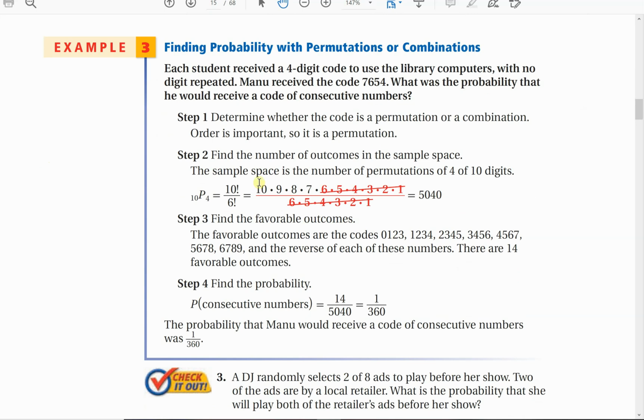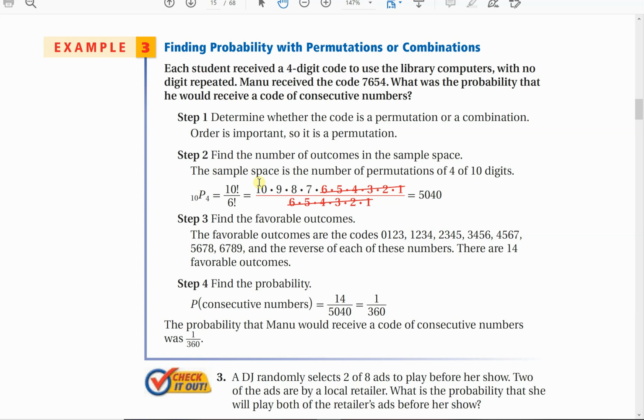Each student receives a 4-digit code to use library computers. No digits repeated. Manu received the code 7654. What's the probability he would receive a code of consecutive numbers? All right, so determine whether the code is a permutation or a combination. Order obviously is important because we're talking about consecutive numbers, so it's going to be a permutation. So find the number of outcomes in the sample space. The sample space is the number of permutations of 4 out of 10. So 10 pick 4, that'd be 5,040.